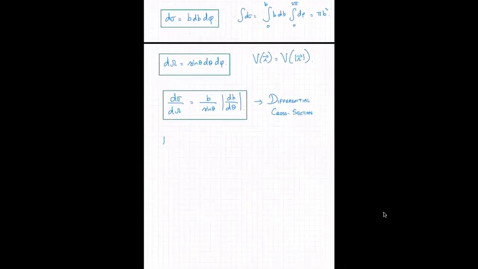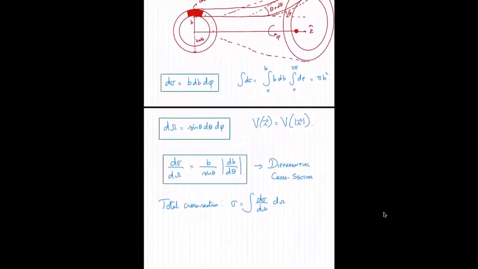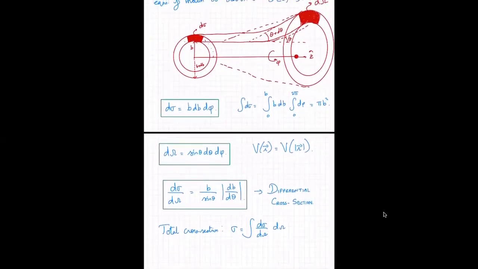Of course, if I integrate this dσ over all possible solid angles dΩ, I get what is called the total cross section. Sigma equals the integral of dσ over dΩ times dΩ. So what is the total cross section? The total cross section in some sense is the area of the incoming beam that is actually being scattered. The differential cross section carries more information than the total cross section, but the total cross section is roughly speaking the amount of the total area of the beam that is actually being scattered.